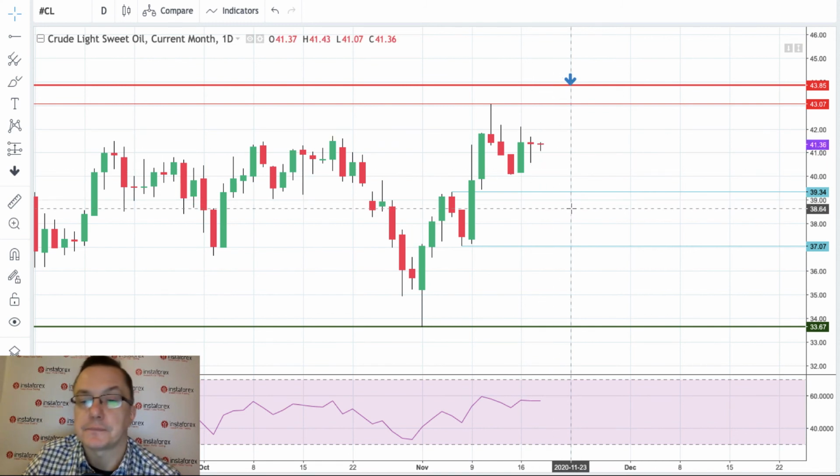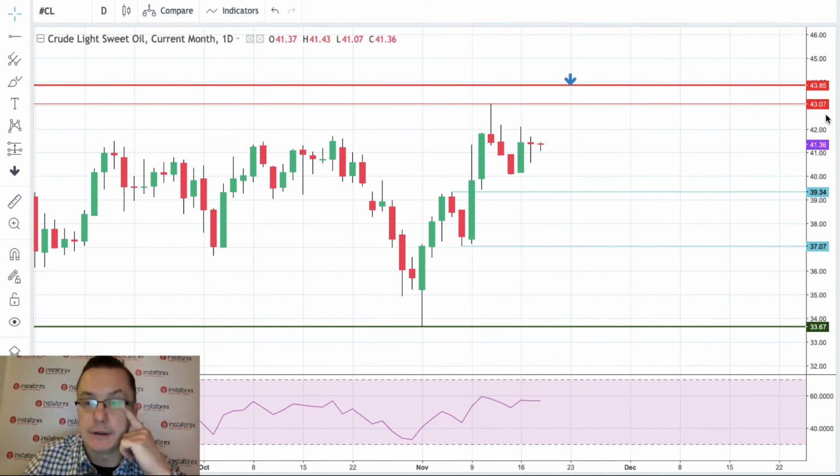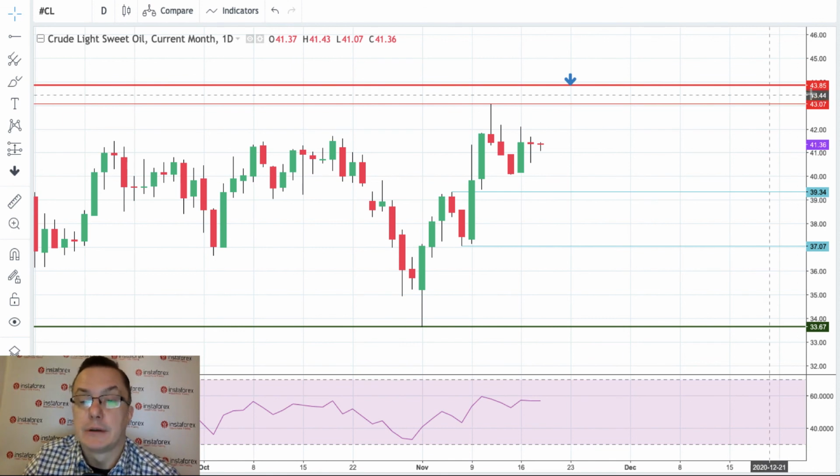So right now we are waiting for another confirmation of the move up. We need a nice green candle closing above the high from the 16th of November. So we need to close above 42.8 in order to go higher towards 43.07 and 43.85. So this is how it looks on the crude oil. The short-term outlook remains bullish.